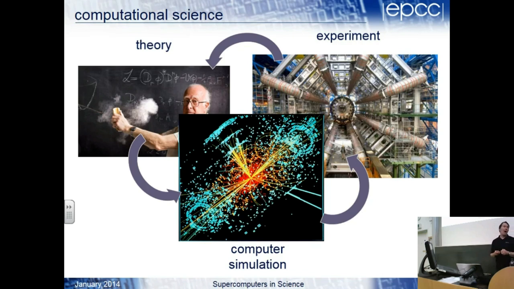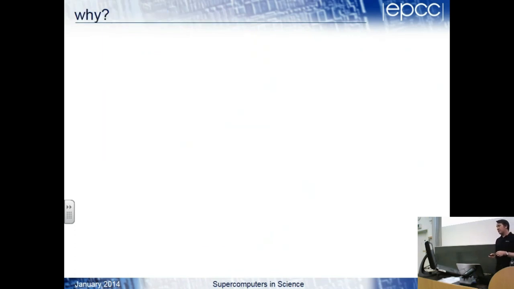Now you might ask why. Are we just more stupid than we used to be? Einstein didn't need a computer, Peter Higgs didn't have a computer. Well, it turns out that there are a large number of things you want to do where you simply can't actually possibly do the experiment.